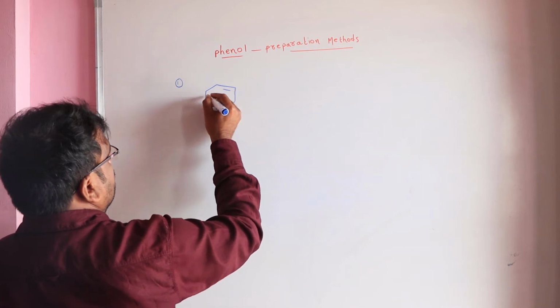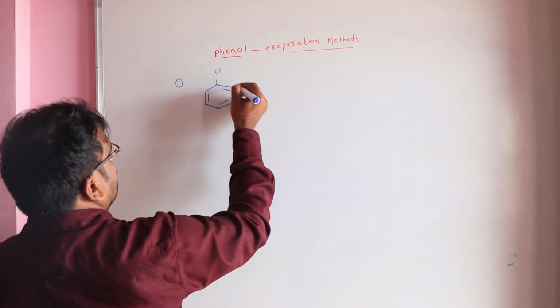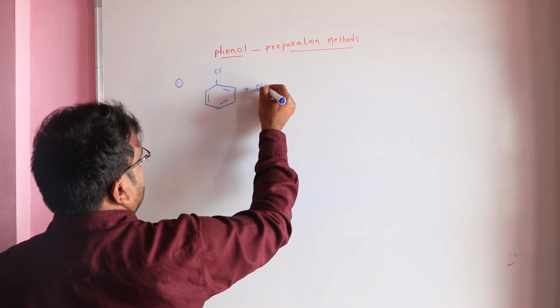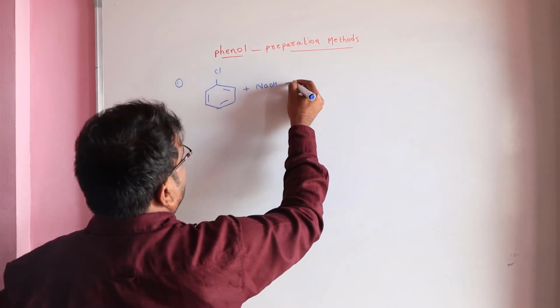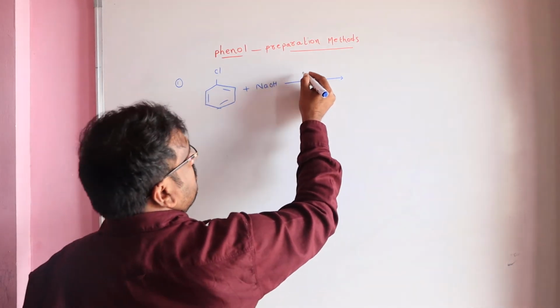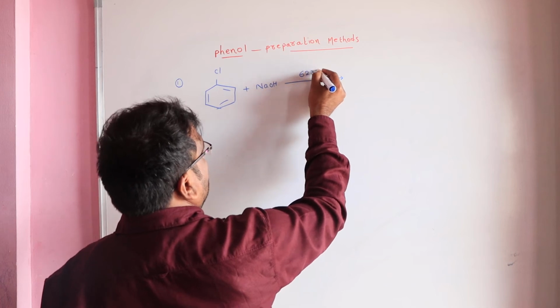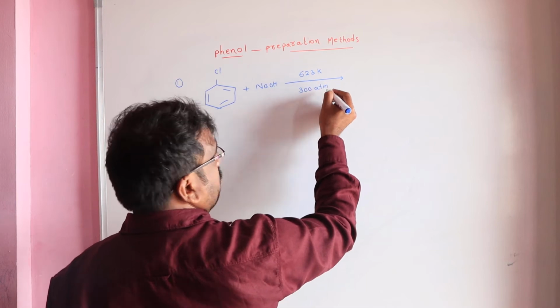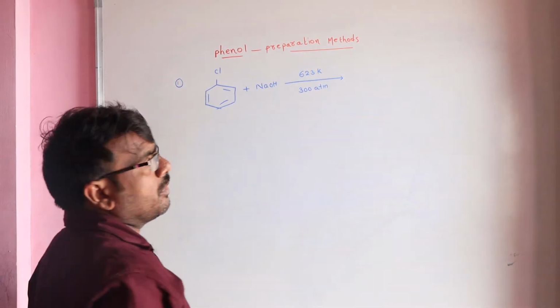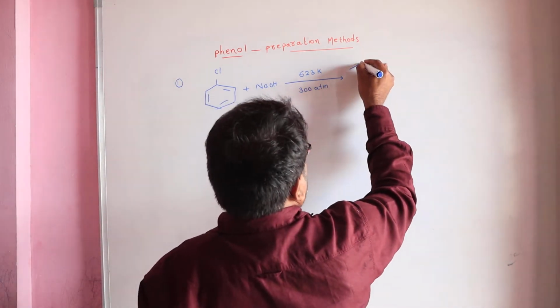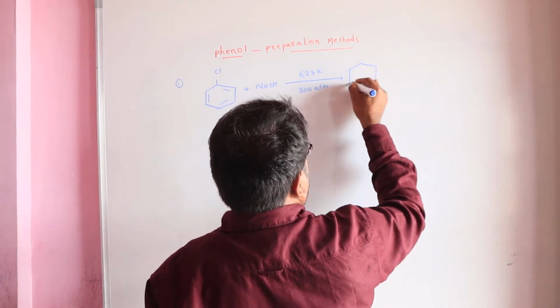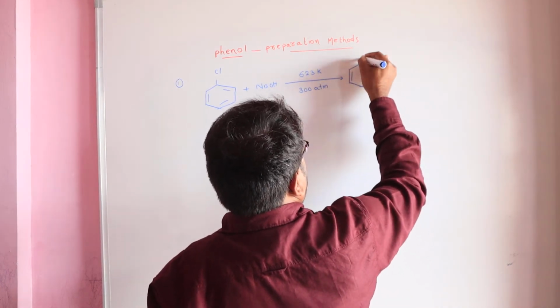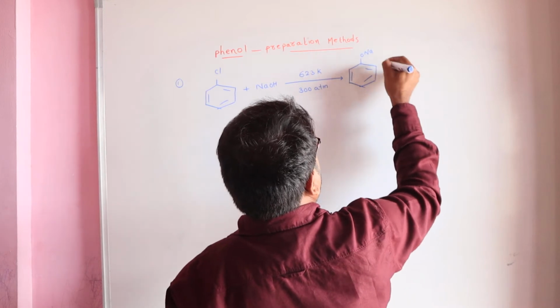When chlorobenzene is treated with sodium hydroxide, NaOH, at 623 Kelvin temperature and 300 atmospheric pressure, then we will get what? Sodium phenoxide. We will get sodium phenoxide.